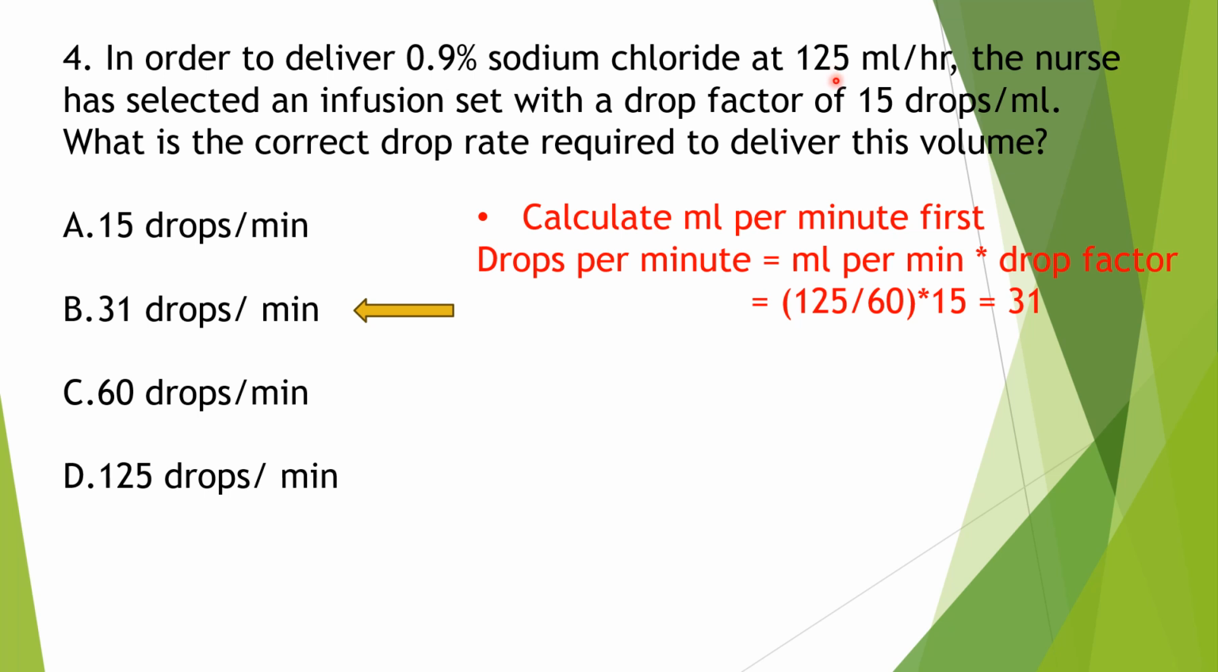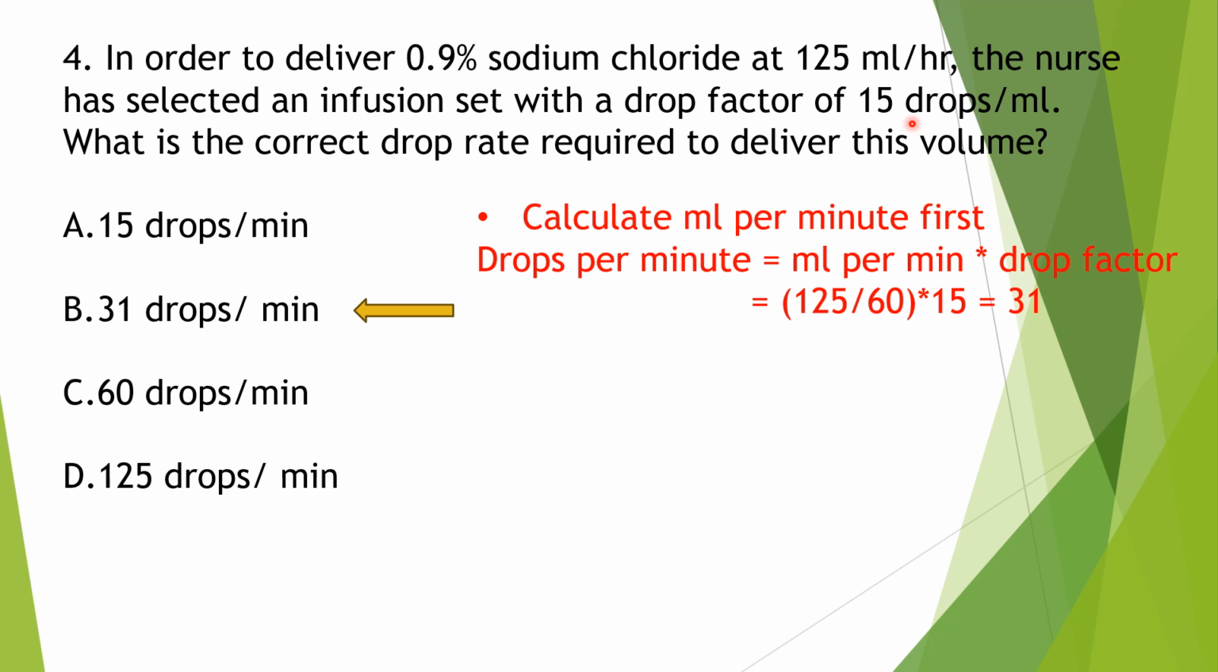Then here the question is, you have to find out the correct drop rate. How many drops should fall in a minute? That is what drop rate is. That is the thing we need to calculate. Drops per minute is ml per minute, which is 125 by 60, into the drop factor. The drop factor is given here as 15 drops per ml.